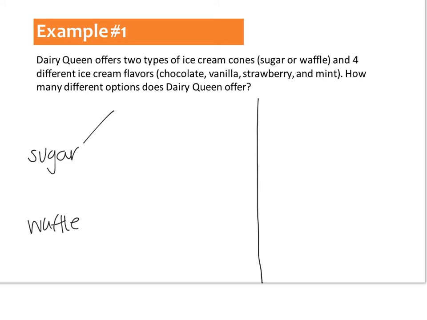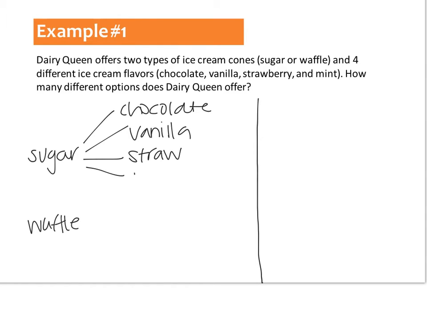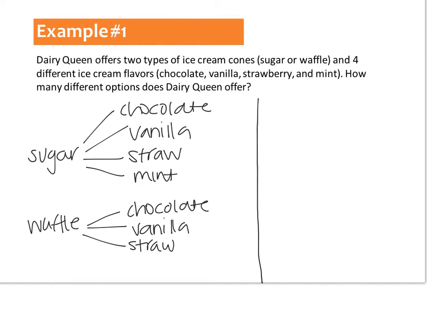With the sugar cone, I could get chocolate ice cream. I could get vanilla. I could get strawberry, which I'm just going to write as straw. And then I could get mint, right? Those are the 4 different options that I could get with sugar. And then I could get those very same options with the waffle cone as well, right? So I could get chocolate, I could get vanilla, I could get strawberry, and I can also get mint, okay?